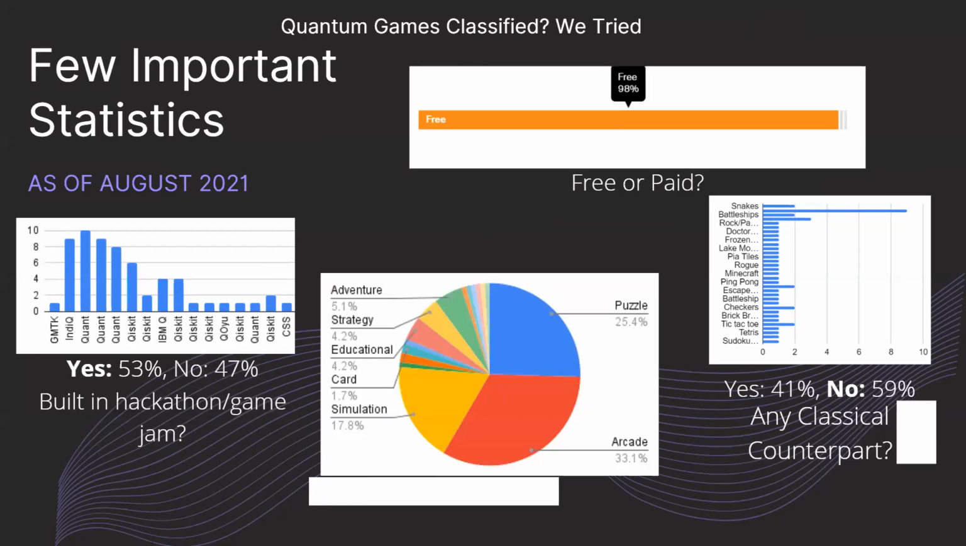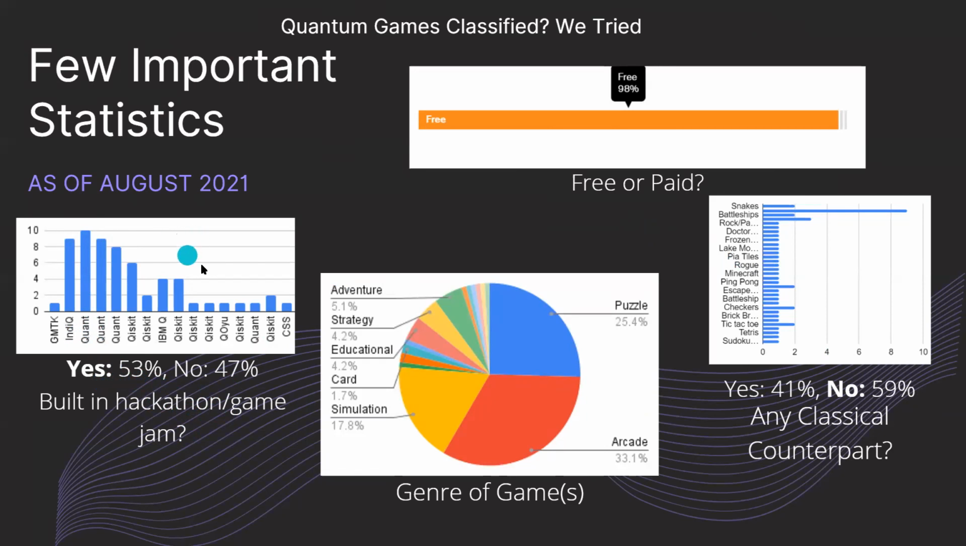So for a little more detail on our results, the majority of the quantum games we found were free. And on the part of the hackathon and game jam, we found that more than 50% of the games were made under a hackathon or game jam, with some events producing around 10 quantum games. So we learned that these events can be very useful to give impulse to the development of quantum games, and maybe that people get together to work on this.